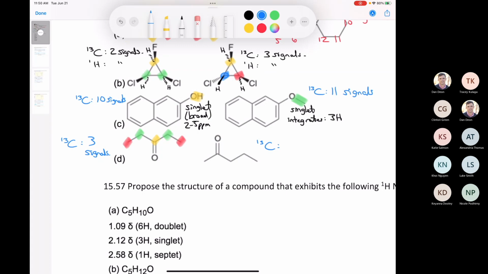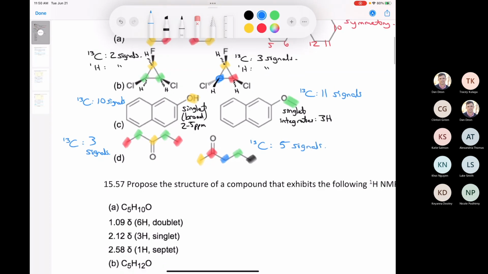Yeah, absolutely. I knew my students would know. All of my students are 100% correct. There are 5 signals, aren't there? There's no symmetry in this molecule whatsoever. So we'll put that down here. 5 signals. That's faster than I could have done it.